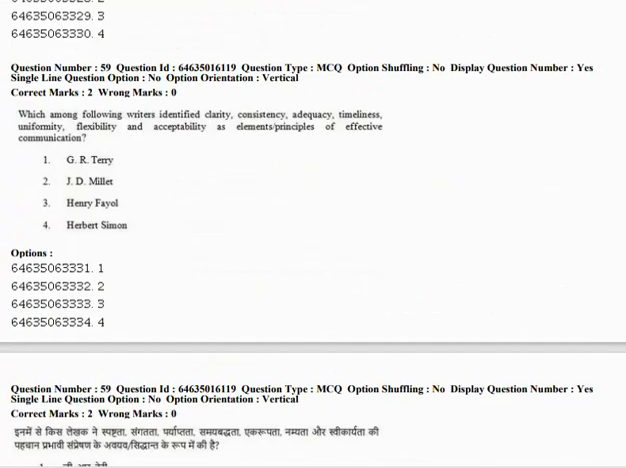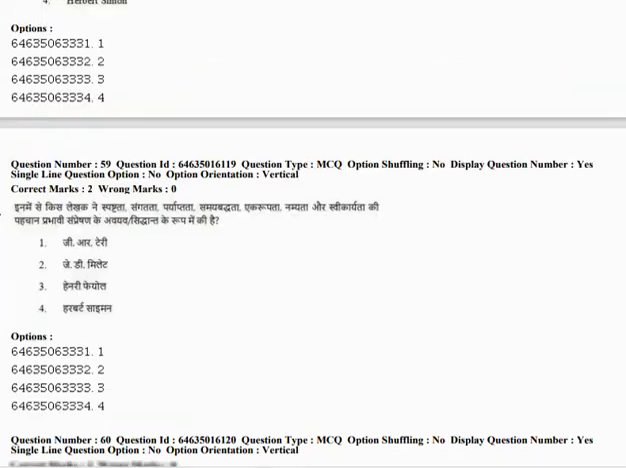59. Which of the following writers identify clarity, consistency, adequacy, timeliness, uniformity, flexibility, and acceptability as the elements and principles of effective communication? According to me it should be J.D. Mill, as far as my knowledge.